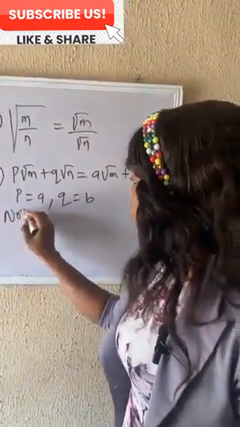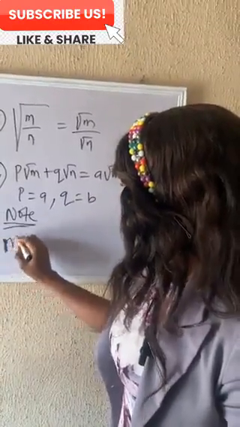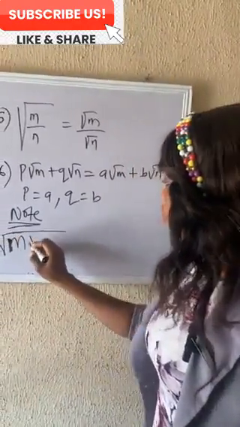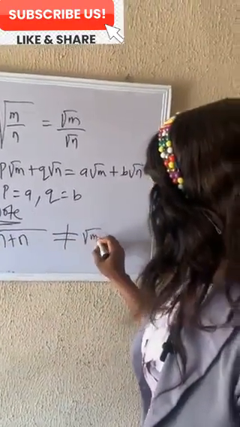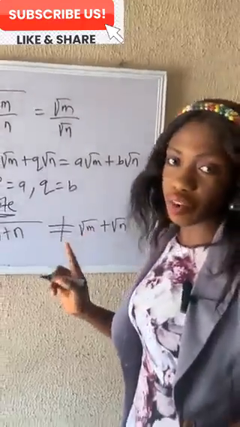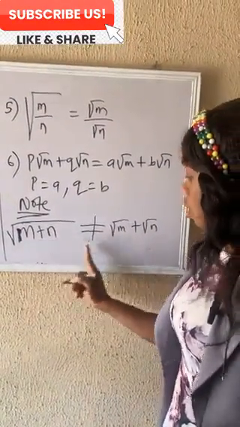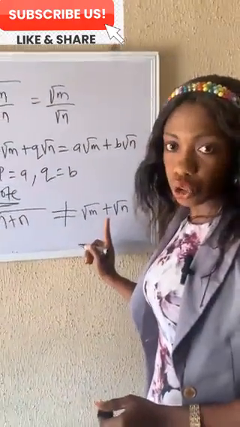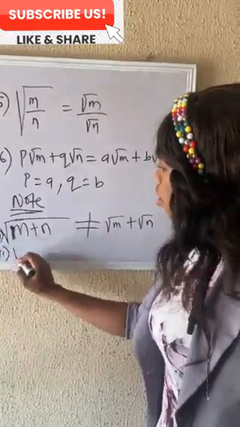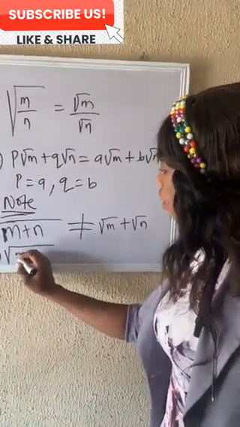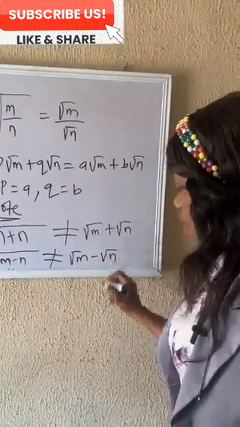Note that surd of m plus n in this form is not equal to surd m plus surd n. Please, this is very important. Most students always fall for this; when they are given this surd, they split it this way. Please, they are not the same. If you do it this way, we mark you wrong. Also note that surd of m minus n in this form is not equal to surd m minus surd n.